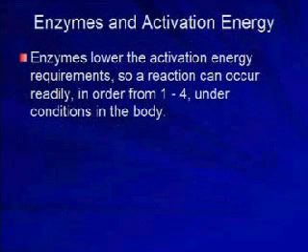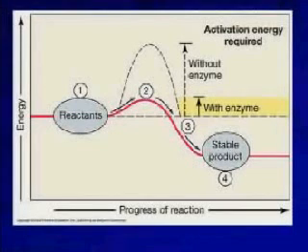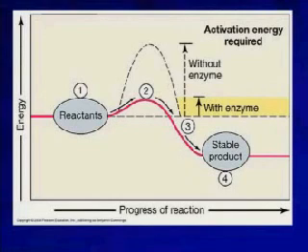Enzymes and activation energy. Enzymes lower the activation energy requirements so a reaction can occur readily in order, from 1 to 4, under conditions in the body. These are the 1 through 4 steps that are required for the reaction to take place. This illustration demonstrates the progression of the reaction and the amount of energy that's required for these reactions to take place. Major players include the reactants.